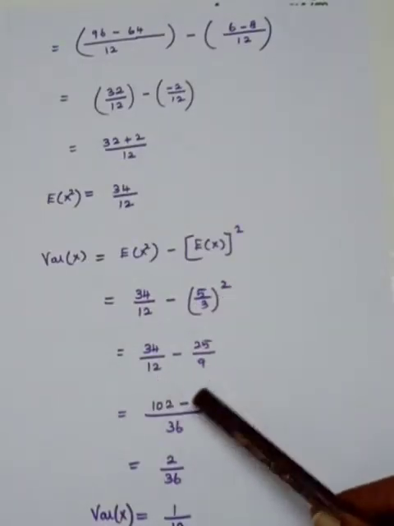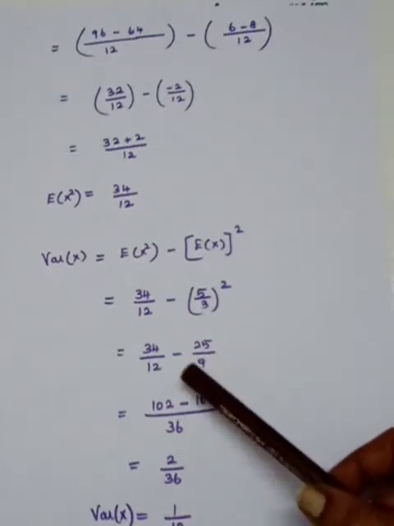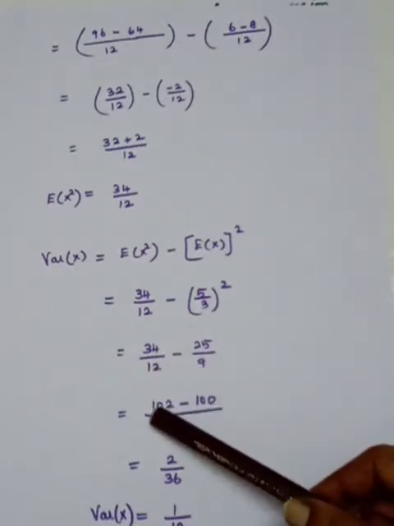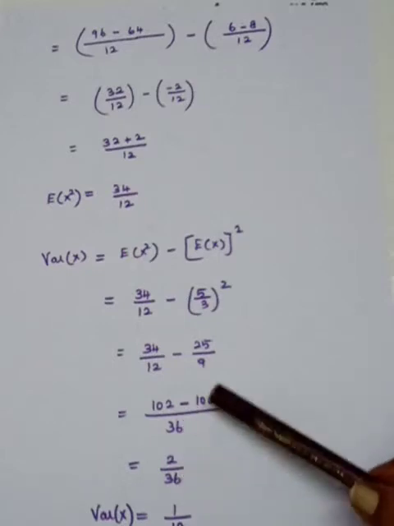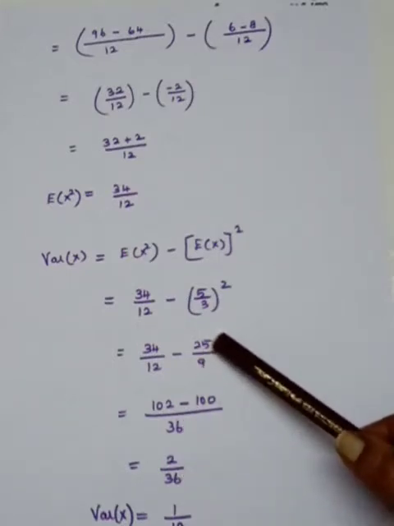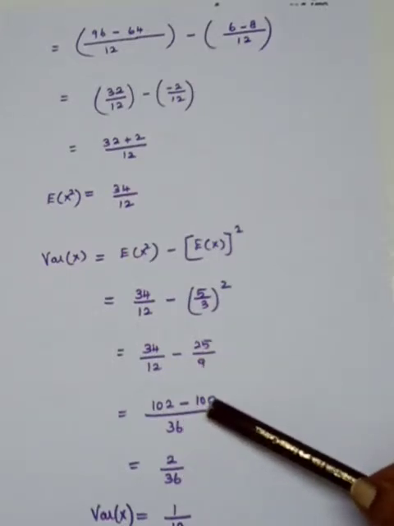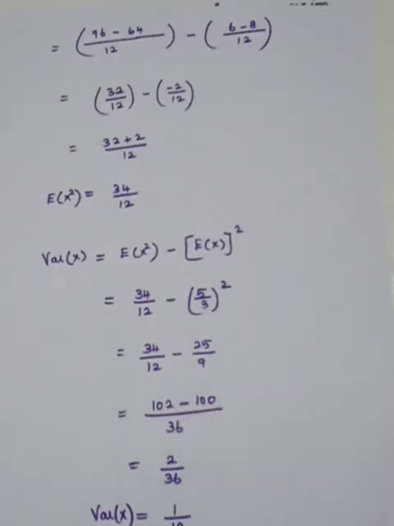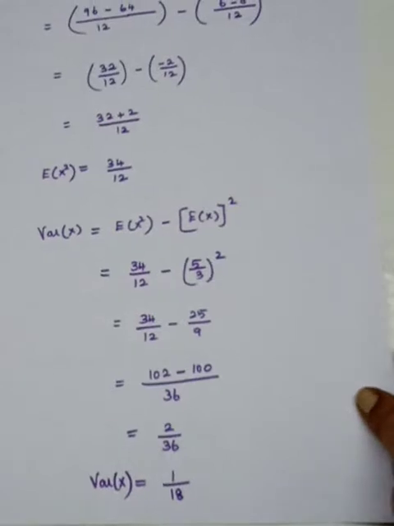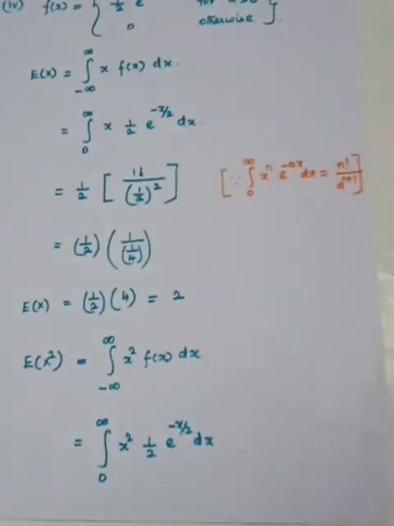If you take LCM, LCM is 36. So if you multiply with 3, it is 102 minus 100. Here you will have 4. If you multiply 25 by 4, that is 100. So 102 minus 100 is 2 by 36. 2 by 36 is nothing but 1 by 18. So for the continuous random variable, you have to use integration and you have to complete the problem.